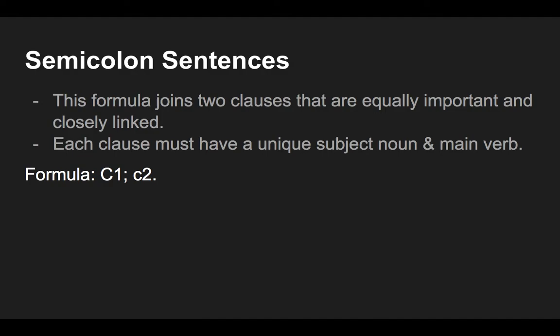Here's our formula. Very simple formula, but we will see that as we learn, a clause can actually contain a few different phrases within it, and we'll learn how to build more complex clauses as we move forward into the semester. So we've got C1, then we've got the semicolon, that's the punctuation mark in the middle there, and then we've got C2, and then of course we need a period at the end to finish the sentence.